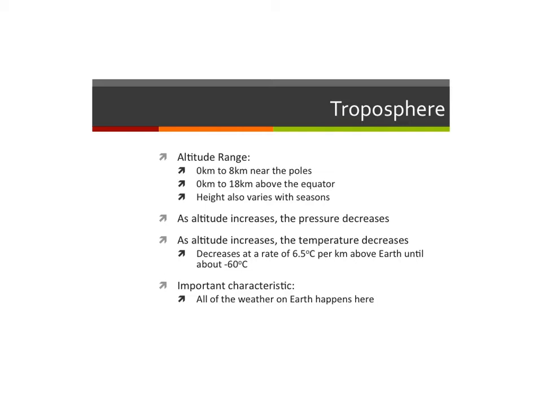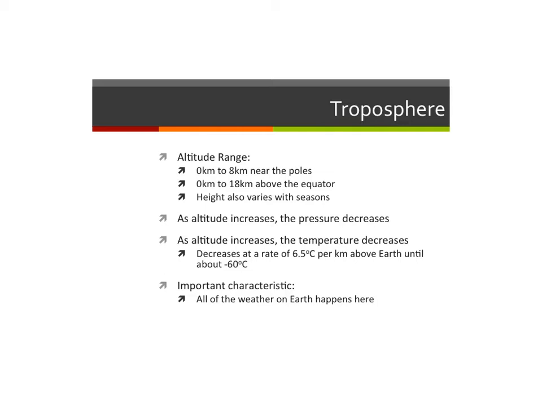As we increase in altitude, so again, as we go up from the ground, the temperature will decrease. And if you've ever hiked a mountain, I love hiking, so I go to Sharp Top with some friends every once in a while. And as you go higher on the mountain, usually it gets about 10 degrees cooler. And so the temperature decreases at a rate of about 6.5 degrees Celsius for every kilometer that you travel up into the atmosphere above Earth, up until it reaches about negative 60 degrees Celsius.